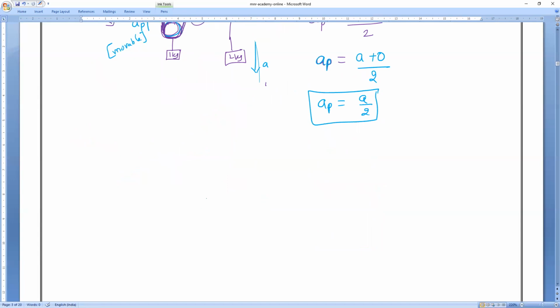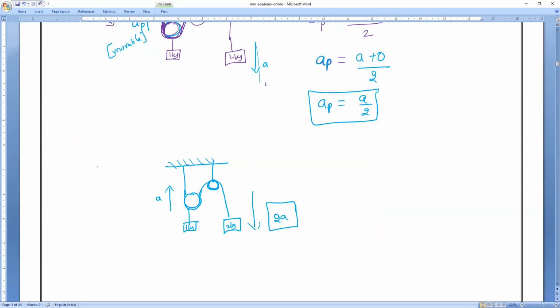So for example, in the same question, if I consider that the entire mobile pulley is traveling upward with acceleration A, then this body will travel downward with what acceleration? Quickly, everybody. Just now we studied. If this is A, then what is the acceleration of this body? 2A.